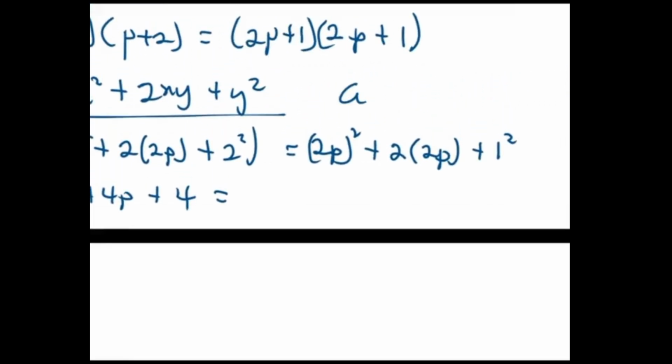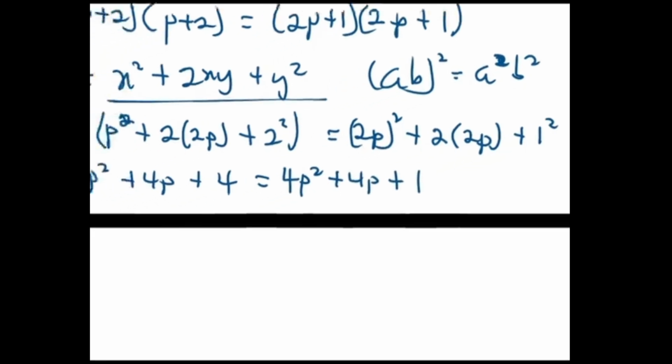Now if I have AB all squared, it is the same as A squared B squared, so it means that the 2 is squared and then the P is also squared. So 2 squared will give us 4 and P squared will give us P squared, so we have 4P squared for that. Then 2 times 2P will give us 4P, then 1 squared will give us 1.